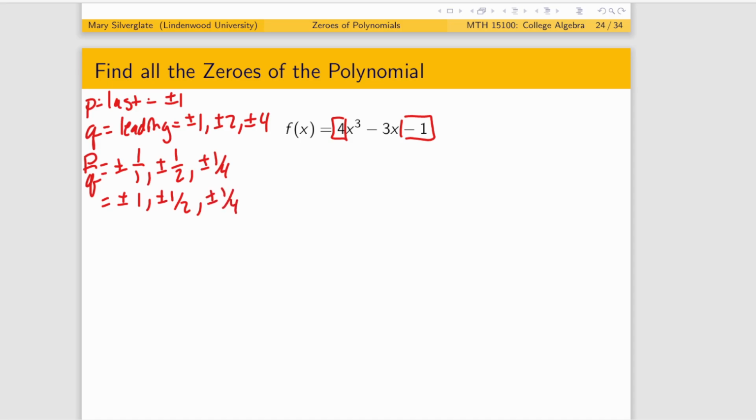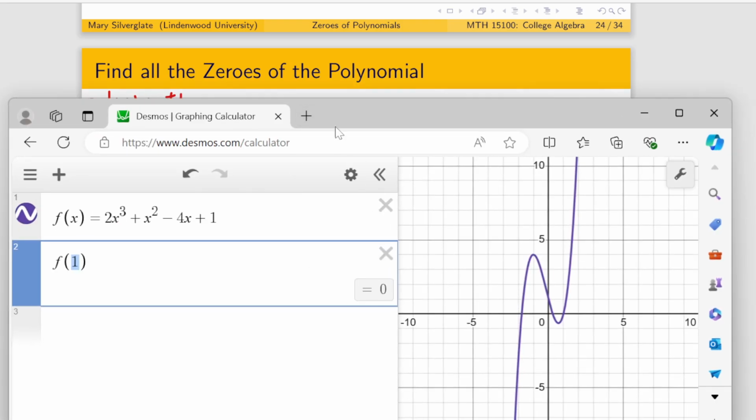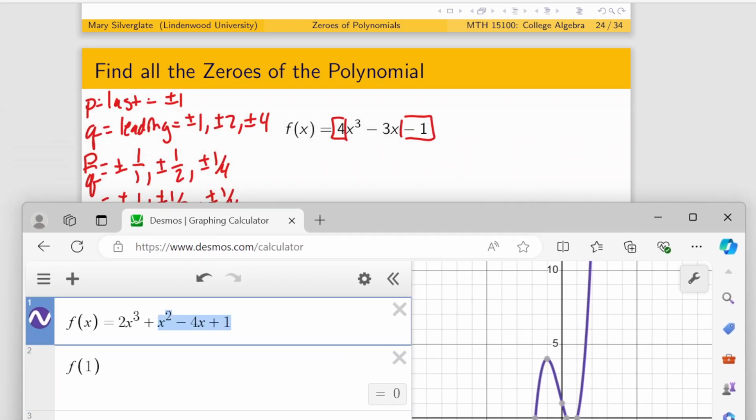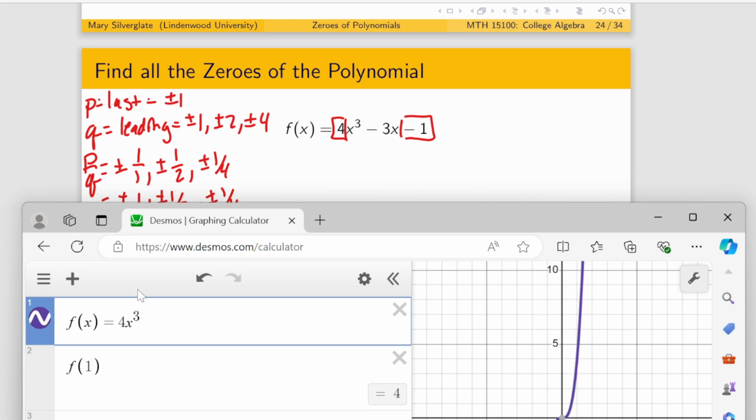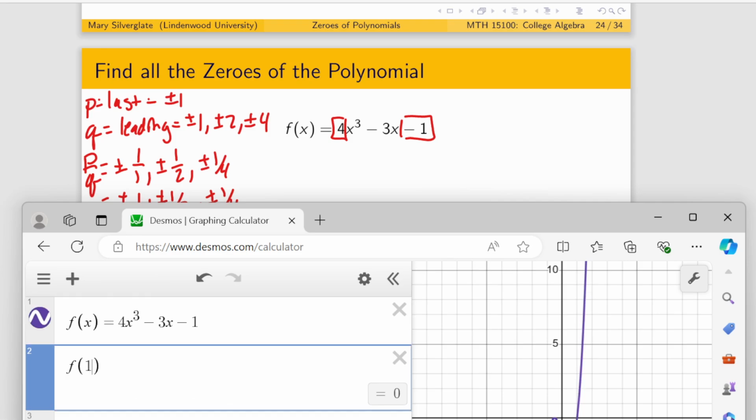And now I have a list of 6 terms to educatedly guess and check if they're going to be zeros. So that's when I want to break out my graphing calculator, but now it's 4x cubed minus 3x minus 1. These are also small enough numbers that you could just try it for yourself. And lo and behold, I already happen to have f of 1 in there, and 1 is indeed a factor because it equals 0.